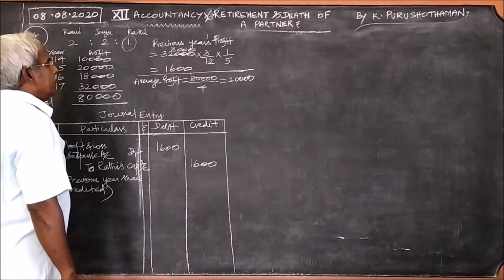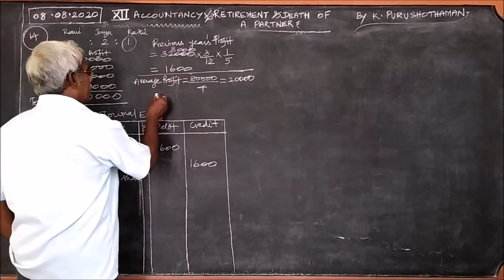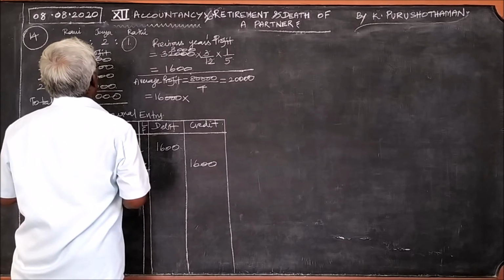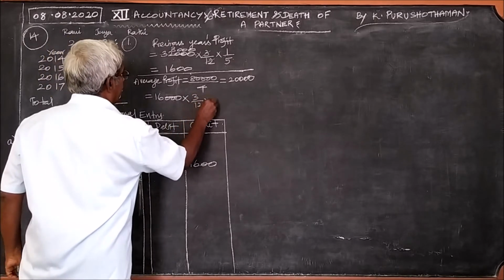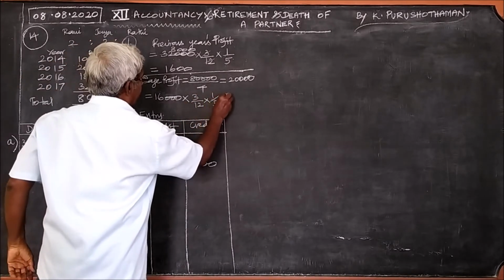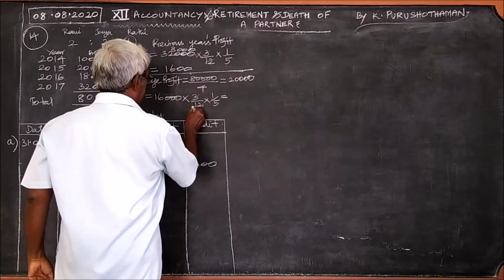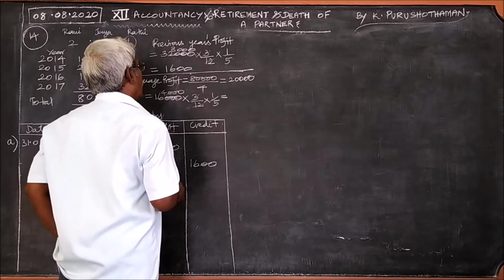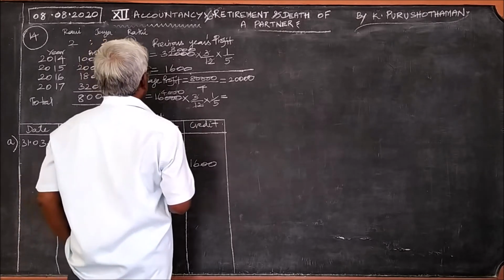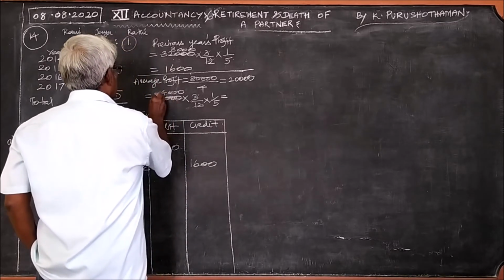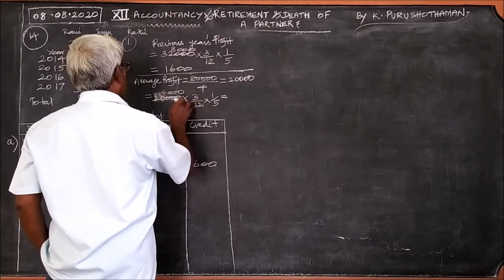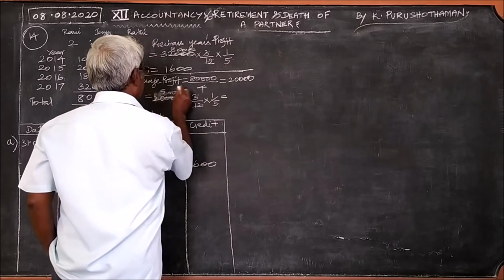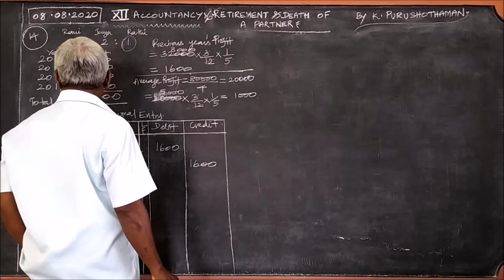This 20,000 should be taken into account. Therefore, how we should calculate this: 20,000 into, because Radhi was there for only 3 months, 3 by 12. Her share is 1 by 5. If you simplify, 20,000 by 4 is 5,000, and 1 by 5 of 5,000 is 1,000. This should be the amount here.